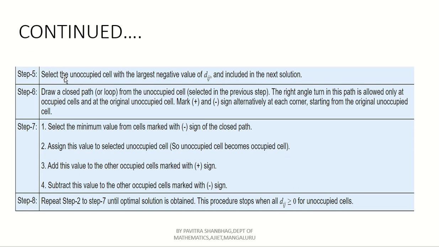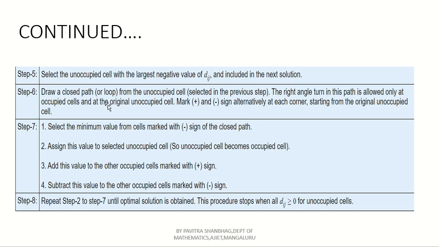Now step 5. Select the unoccupied cell with the largest negative value of Dij. Select the unoccupied cell with the largest negative value of Dij and include it in the next solution. Okay. Now what about step 6?